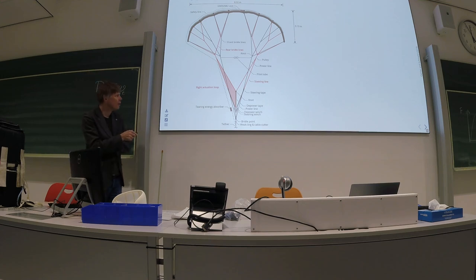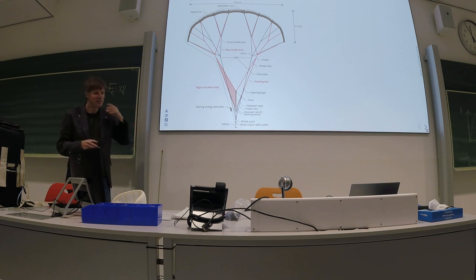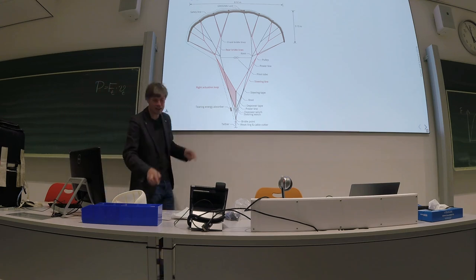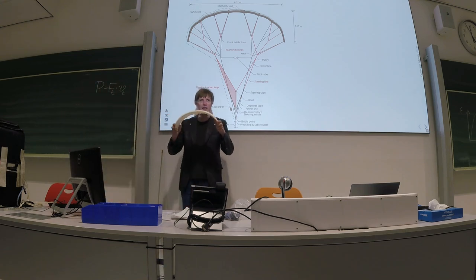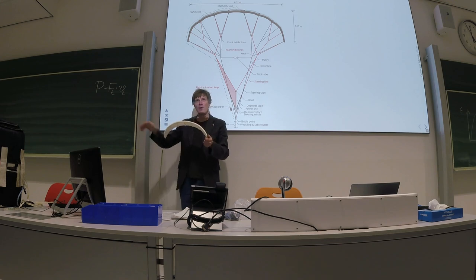This is the right actuation loop, and now you will ask me, why is left suddenly right? That's simply a convention thing. For the kite flies like this. For the kite, this is the right wingtip.